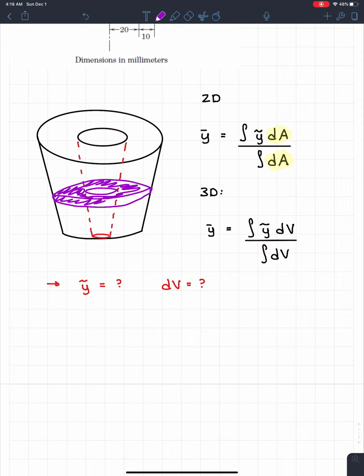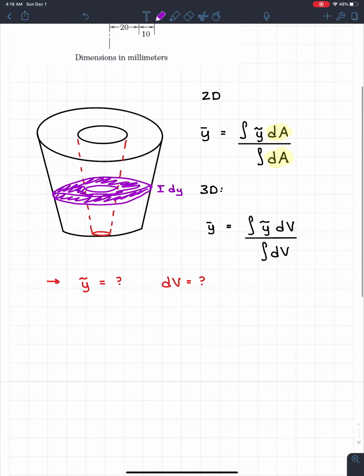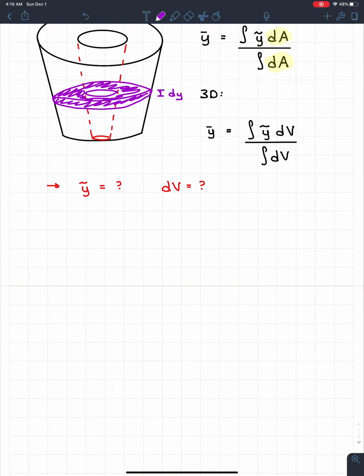And then it has a thickness. The thickness of the slice in 3D is always going to be whatever variable we want. So if it's the y centroid, this is going to be dy. That's always true for the case in 3D. What else is always nice for the case in 3D is our y squiggle.